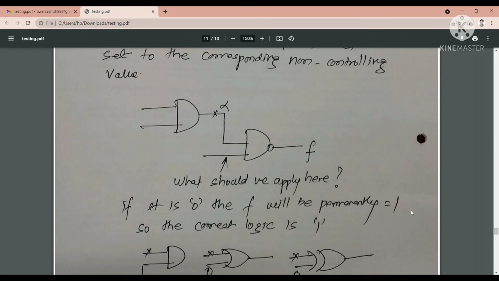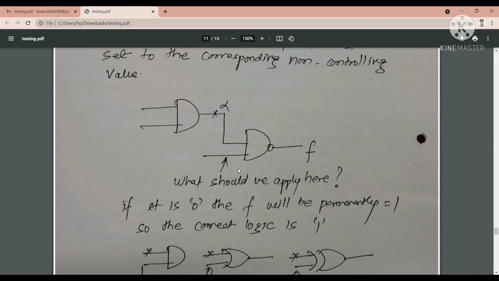Why? Because this is a NAND gate. So if we apply 0 here, whatever the fault may be, stuck at 0 or stuck at 1, we are not talking about that, this f will always be permanently set to 1 because of this property of the NAND gate. So the correct logic here is to apply 1. How? Let us see by the example.